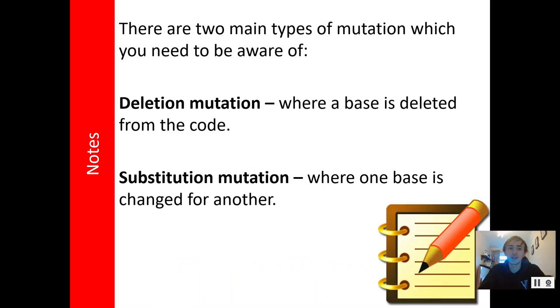Now, the two main types of mutation which we need to be aware of are deletions, and therefore, by process of knowing what the word addition means, additions as well. So I expect you to know what an addition is and a deletion. And then substitution. Substitution is the other type of mutation. So by the end of the day, deletion, addition, substitution. Deletion is we delete a base from the code. Substitution, we change one base for another. And those are the only types of mutation I need you to know about by the end of this lesson. Every other kind of mutation, and there are lots, will be covered by year 13. So please pause me and take these notes down.